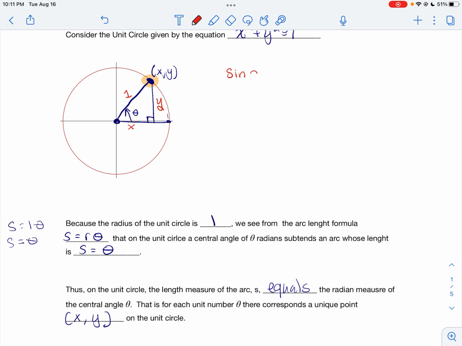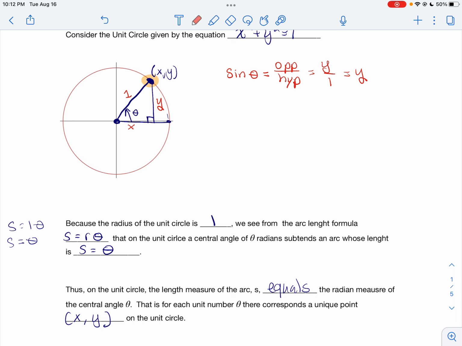So recall that if I wanted to figure out the sine of theta, our rule for sine of theta was opposite side divided by hypotenuse. So the side opposite to theta would be y, and our hypotenuse is 1. So our conclusion is sine of theta is equal to y. So if we want to find the sine of theta, it's just the y value of that point on the unit circle. Let's erase those highlights.